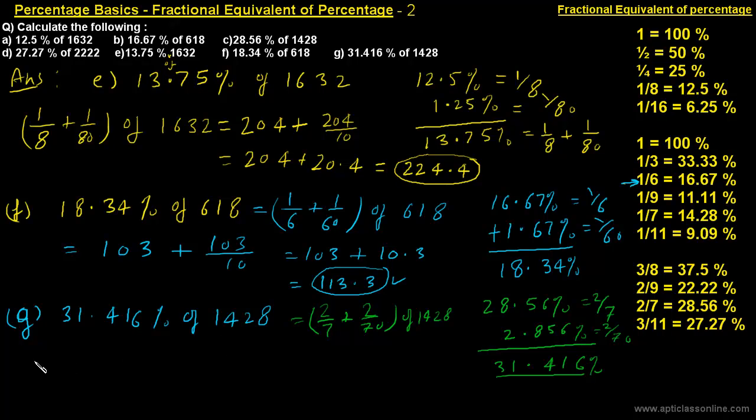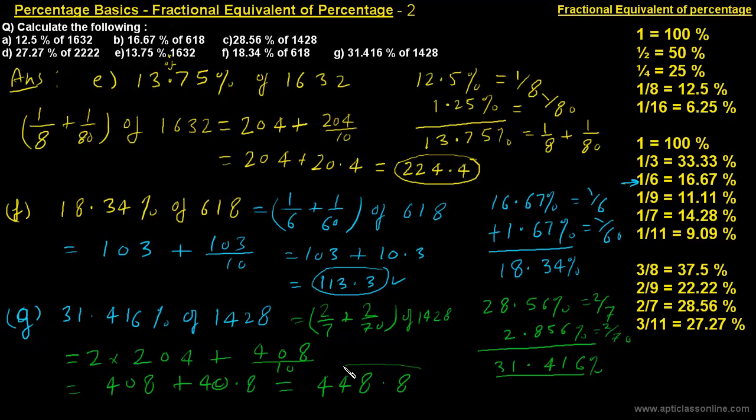2 by 7 of 1428 is 2 times 204, that is 408, since 7 times 204 is 1428. Plus this divided by 10, that is 408 divided by 10, which is 40.8. So 408 plus 40.8 is 448.8. That is the answer.